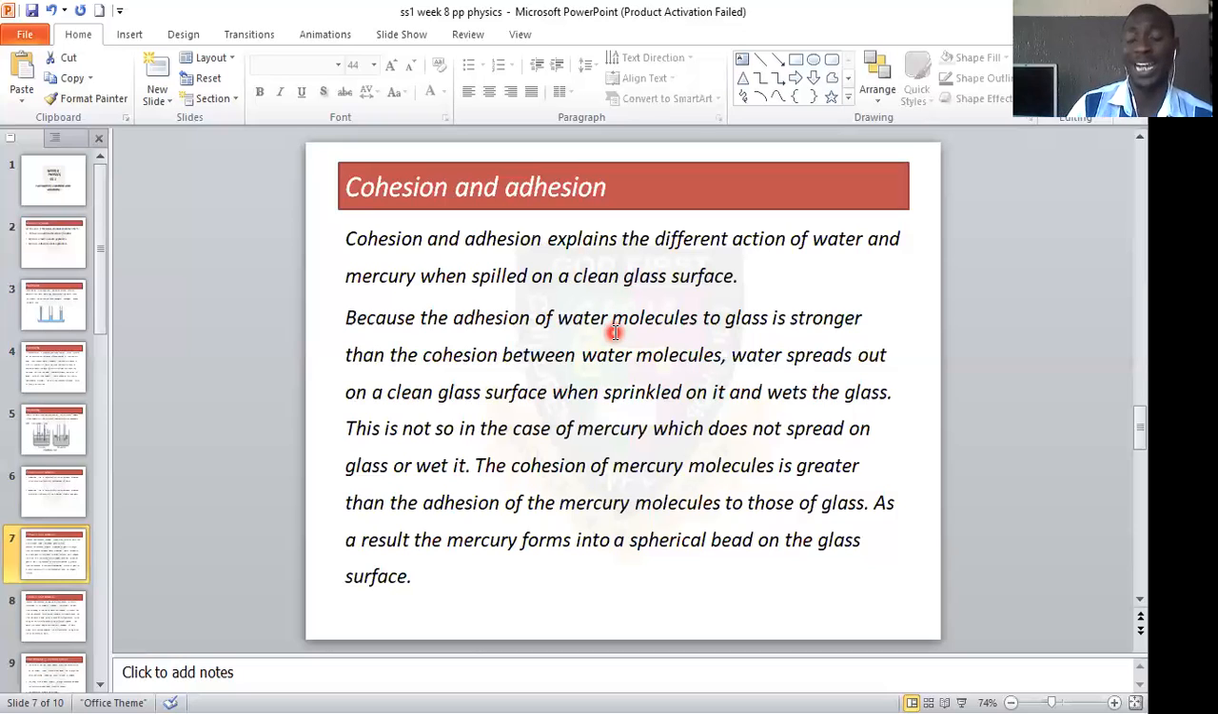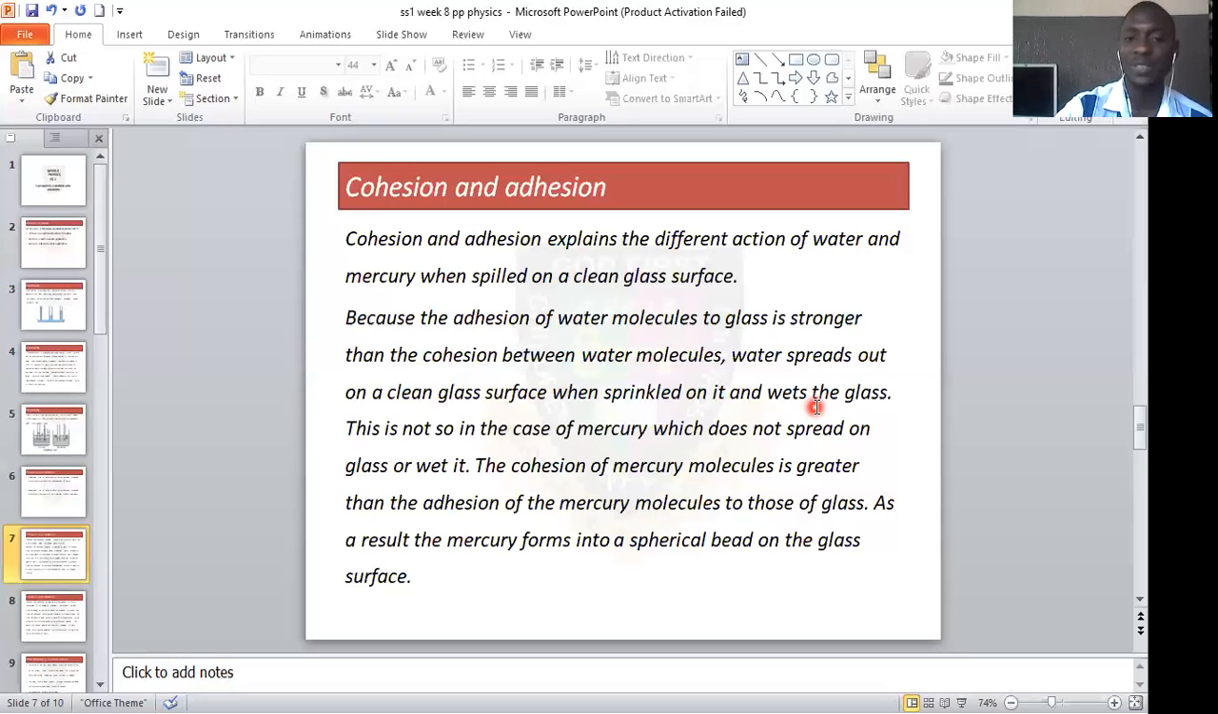When water is sprinkled on a glass, the adhesive force is the force between different molecules, that is, different substances: water and glass. Because the adhesion of water molecules to glass is stronger than the cohesive force, water spreads out on the clean glass surface and wets glass. The only reason why water wets glass is because the adhesive force between water and glass is stronger than the cohesive force between the water molecules. I believe you understand that. That is, the adhesive force overpowers the cohesive force of the water molecules. That is why water spreads and wets glass.